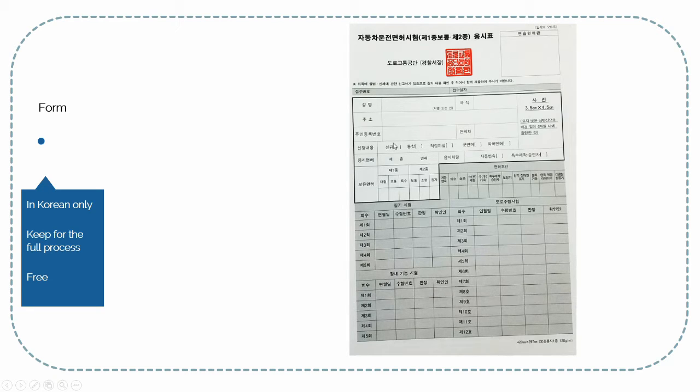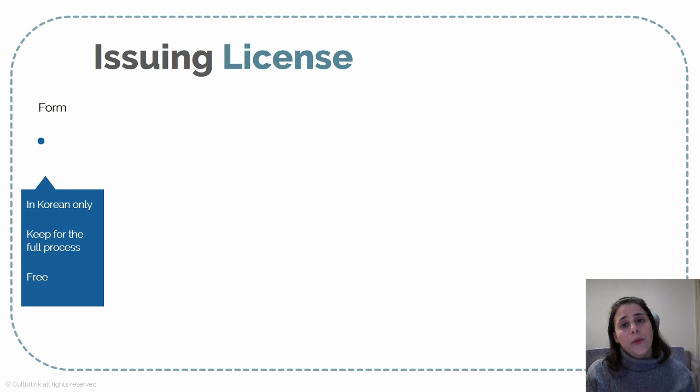And you need to tick this box for a new license and put the type of license that you're applying for. The form is only in Korean, and please keep it for the full process. It is free to issue, so if you run out of space in the form, you can reissue it and it's free, no worries.